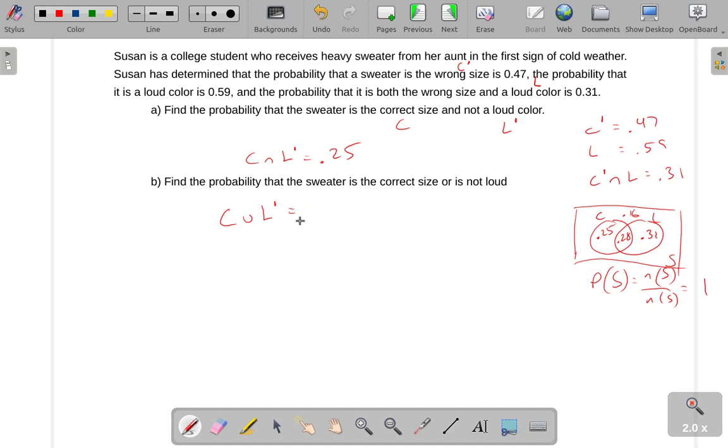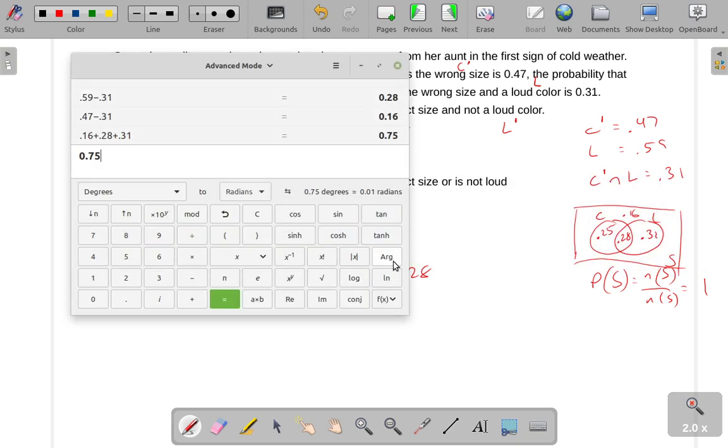Since it's everything except that bit, I could go 1 minus 0.31, just using my complement rule, which would be 0.69. That would be one way of going about it. Or I could say it's 0.16 plus 0.25 plus 0.28. The sum of those three should be the same thing, which gives me 0.69.